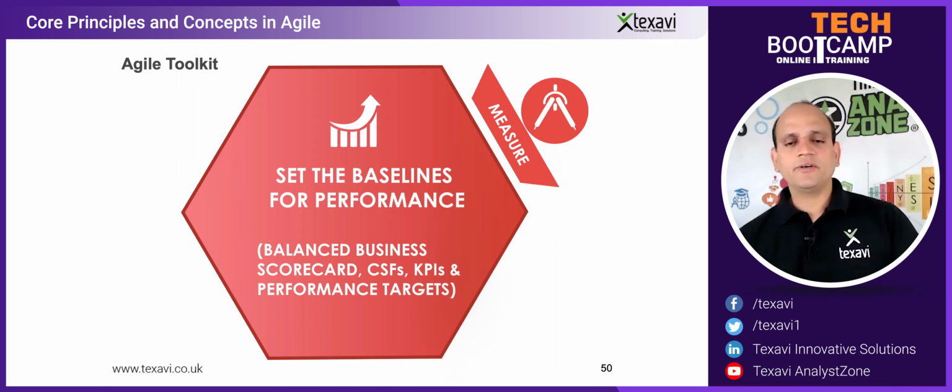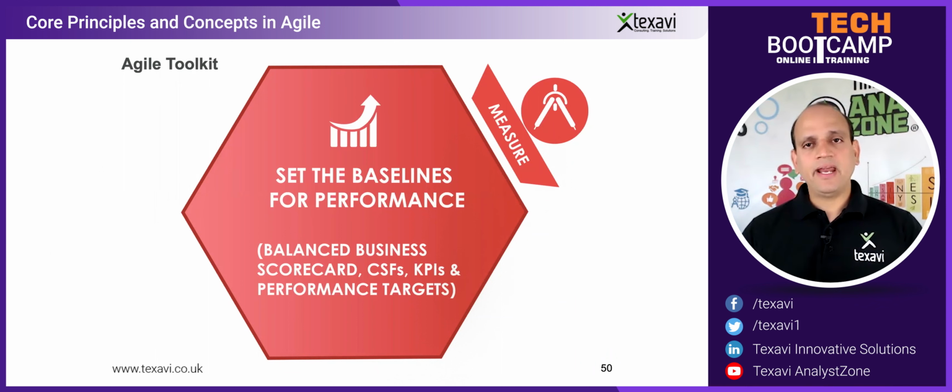So for example, you want to increase customer satisfaction by 60%, right? So customer satisfaction is a critical success factor. And the KPI for that could be customer retention, the rate of customer retention. And then the performance target would be, for example, if you want to retain 30% of your existing customers in the next 1 or 2 years, that is a performance target for you, the number, 30%, 20%, whatever.